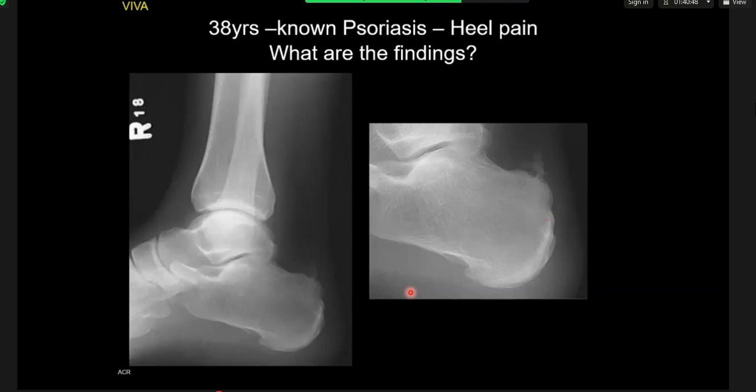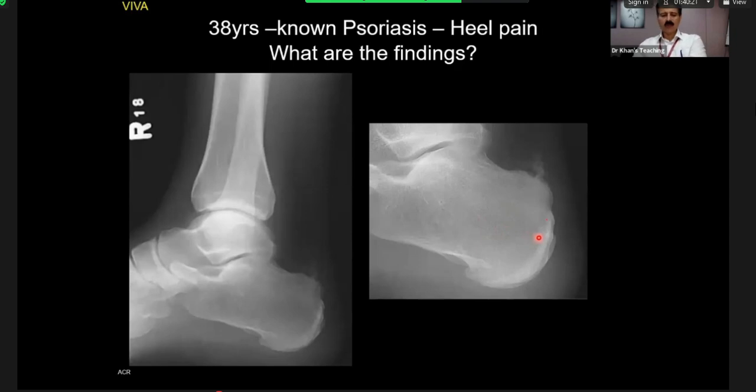So yeah, I can see a spur form. What is this? That's the Achilles tendon attachment and erosion. So, is this known in psoriasis? Yes. So it's an enthesopathy. Okay, excellent. Well done.